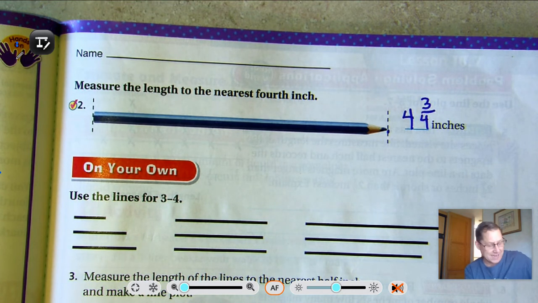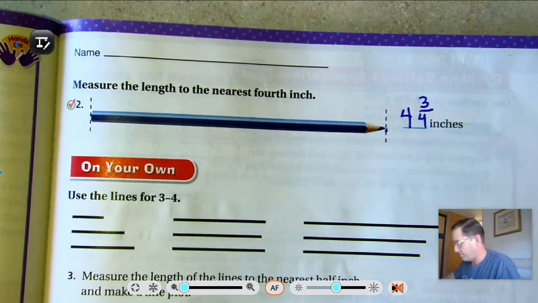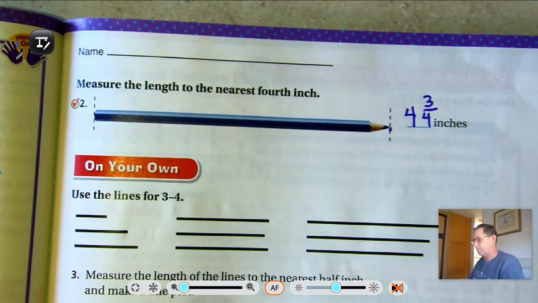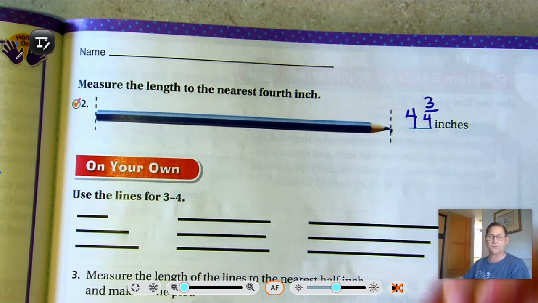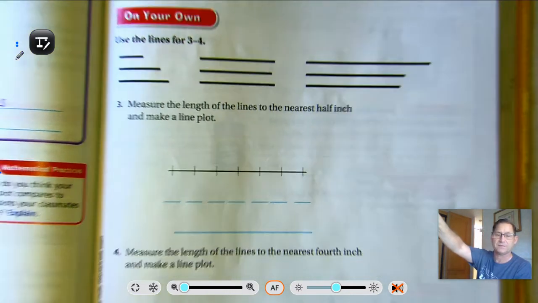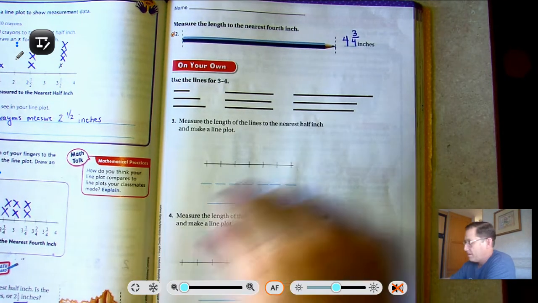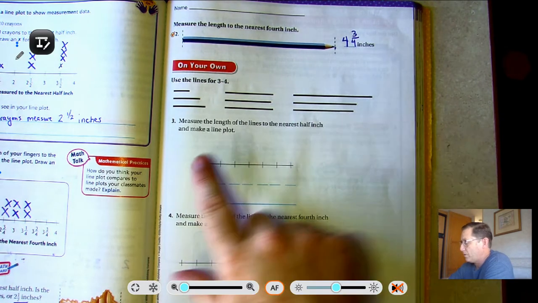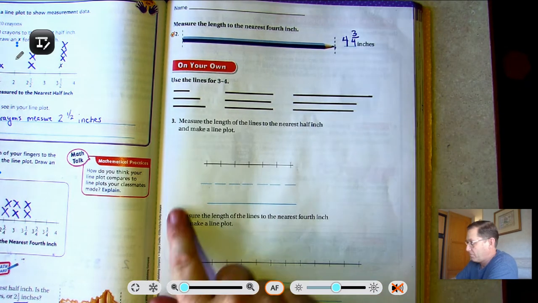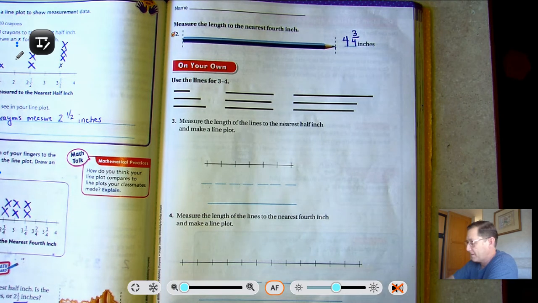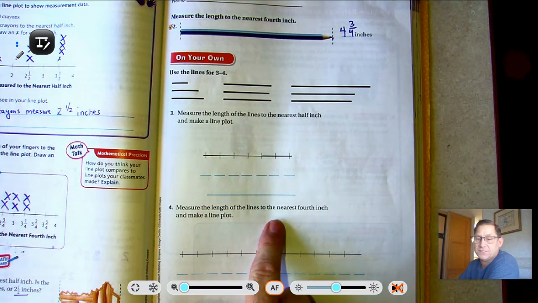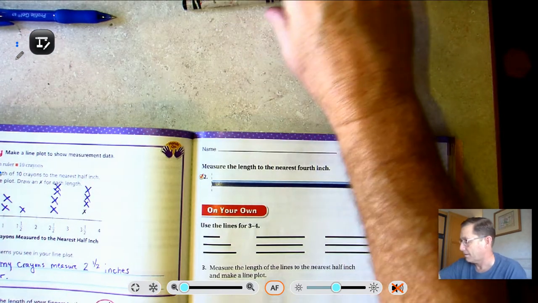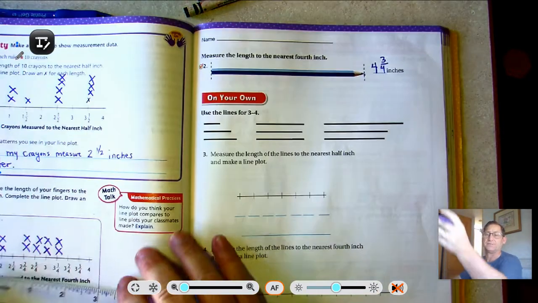Okay. All right, so now move on to the next one. These are measuring the lines. Okay, and we're going to measure each of these lines 2 different ways. Let me zoom out, please. Okay, so we're going to measure these lines twice. One time, we're going to measure them to the nearest 1/2 inch, and we're going to create a line plot for that. Then we're going to measure them to the nearest 1/4 inch and put a line plot together for that. So let's measure to the nearest 1/2 inch first.